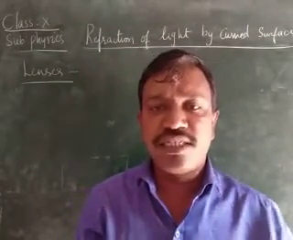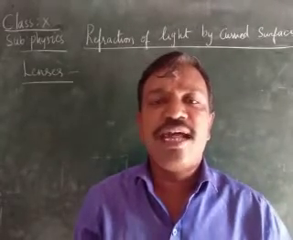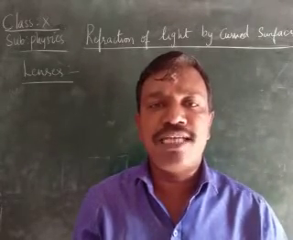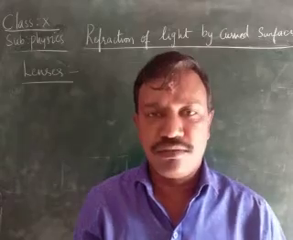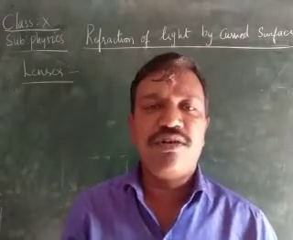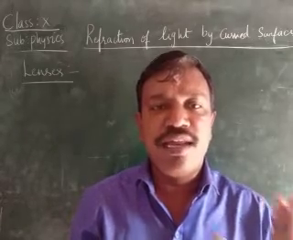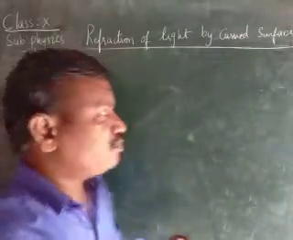A lens is transparent and made up of glass or plastic. Any transparent medium made of plastic or glass, through which light can pass, is called a lens. We have different types of lenses.